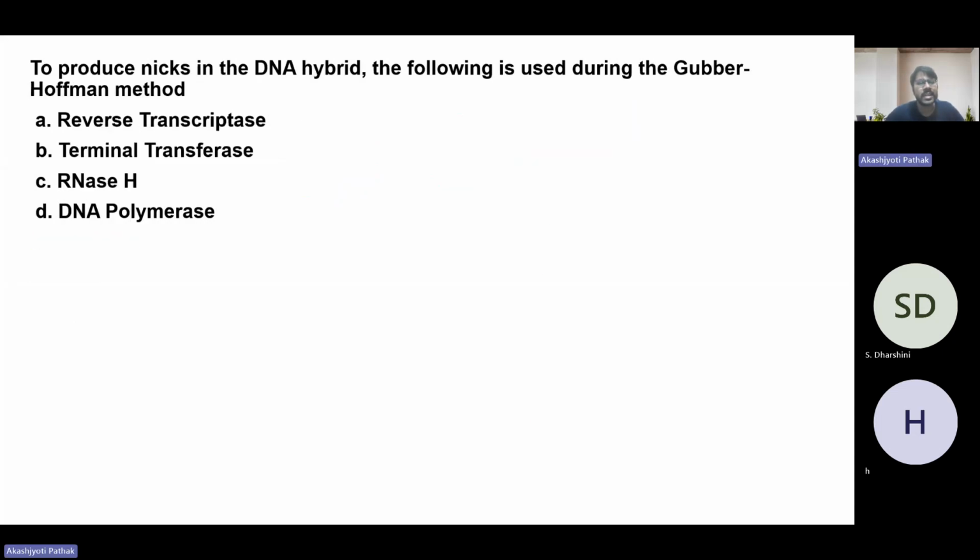Now to produce nicks in the DNA hybrid, the following is used during the Gubler-Hoffman method. So once you have synthesized the first strand of cDNA and you want to digest the RNA, which is present in your RNA-DNA hybrid, then what enzyme is used? So it is RNase H. This RNase H has the ability to specifically recognize the RNA-DNA hybrid, and then on binding to this hybrid, it will cause nicks in this RNA strand.